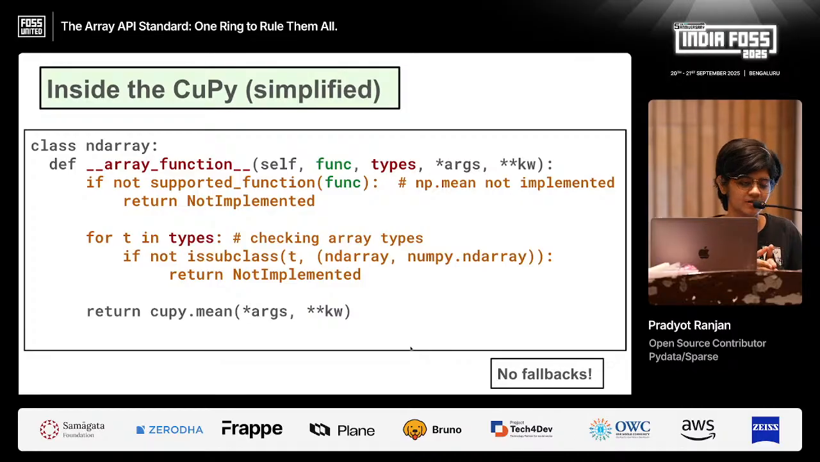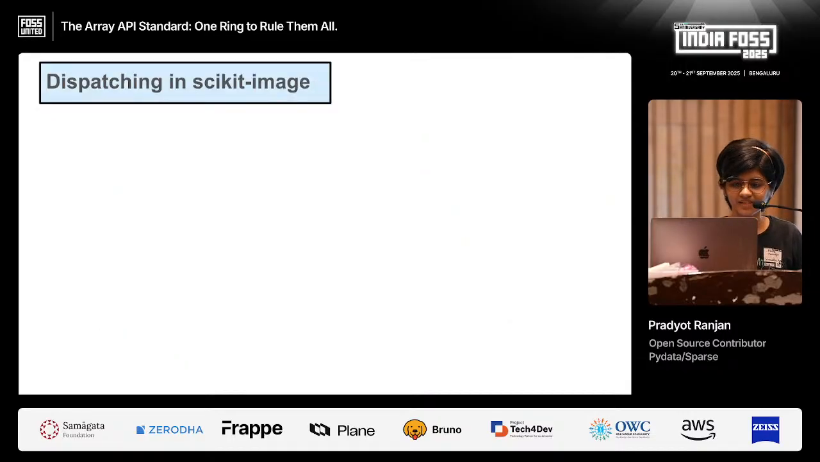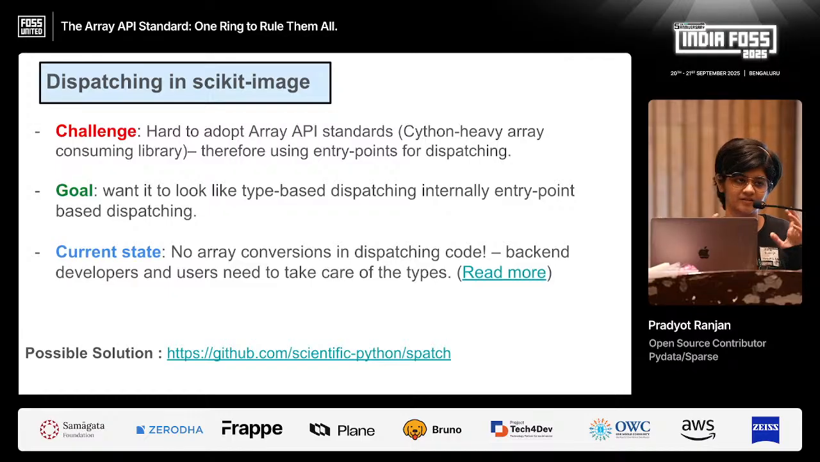Fallback in the sense that if CuPy does not implement np.mean, then it will not fall back to native NumPy's implementation, but in NetworkX it does fall back: if the backend does not implement a function, it will go to the main library's implementation. And it evolved from array ufuncs. In scikit-image the challenge is that the main image object is a NumPy array, so ideally you would think that we should adopt the array API standard, which Pradyot will talk about in the next talk.